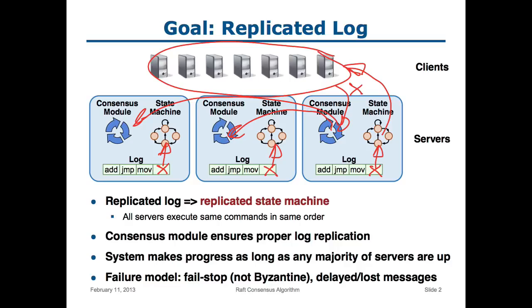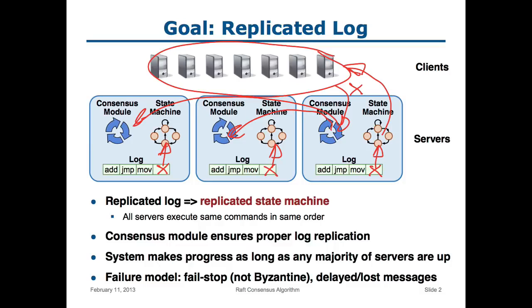Now, let me talk briefly about the failures that we expect the system to handle. We expect that servers can crash, but we expect them to do that in a fail-stop way. That is, they just stop operating. Or they may pause operating and then resume later. But when they're running, they're behaving correctly. So this protocol does not handle the situation where a server has so-called Byzantine behavior, where it behaves maliciously.